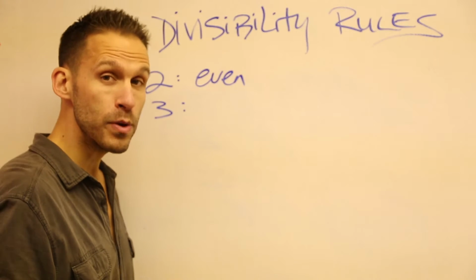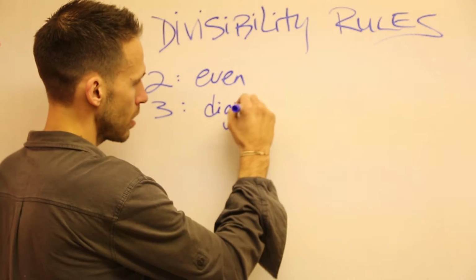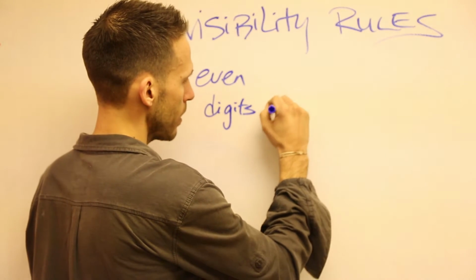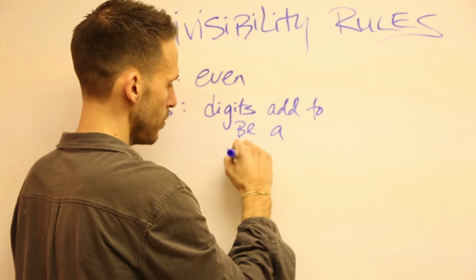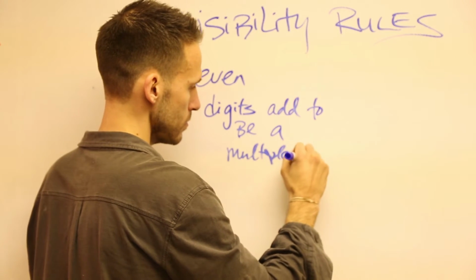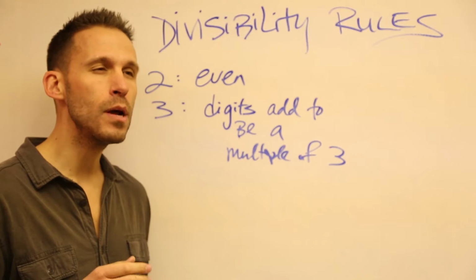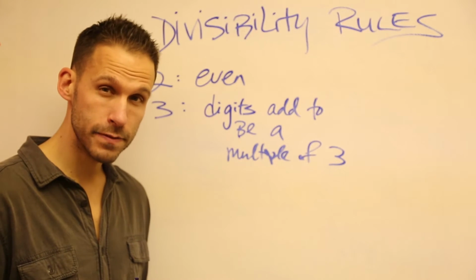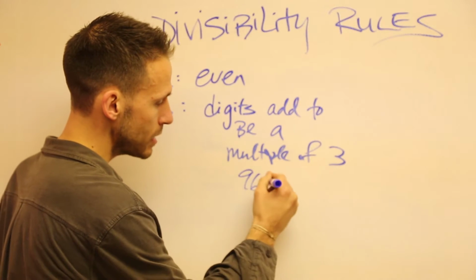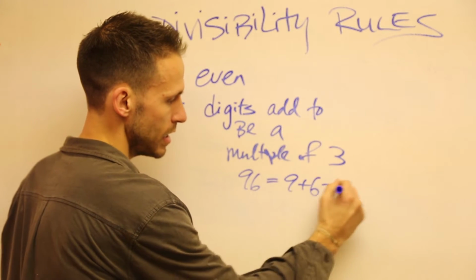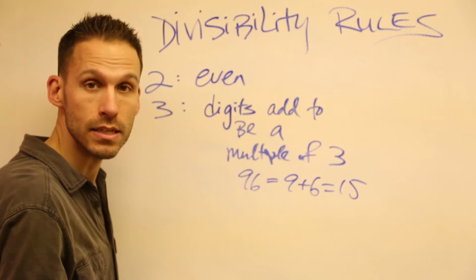Okay, great. How is it divisible by 3? Well, it's divisible by 3 if the digits of the number add to be a multiple of 3. Let's say take the number 6. That's divisible by 3. But what about the number 96? Is that divisible by 3? Well, 96, 9 plus 6 is 15. And 3 does go into 15, so 3 does go into 96 as well.